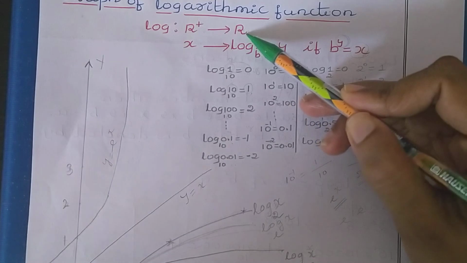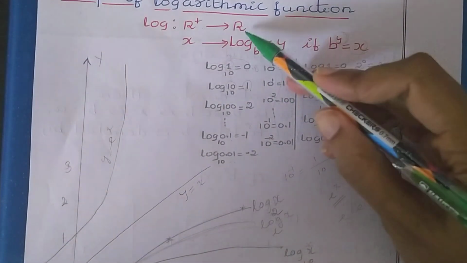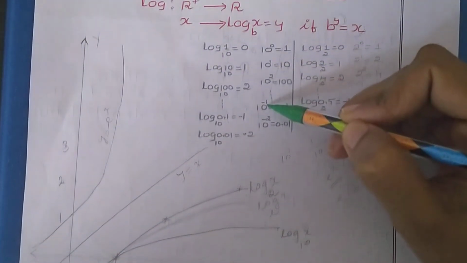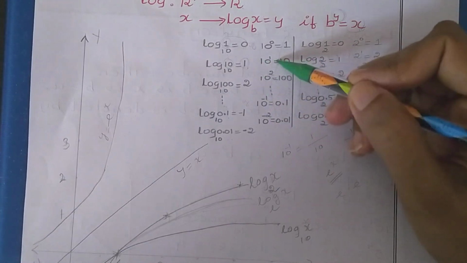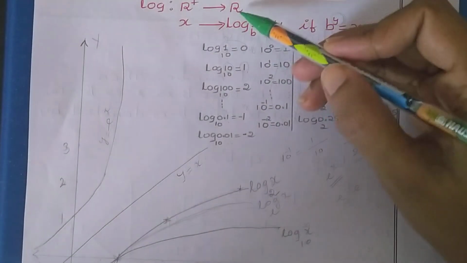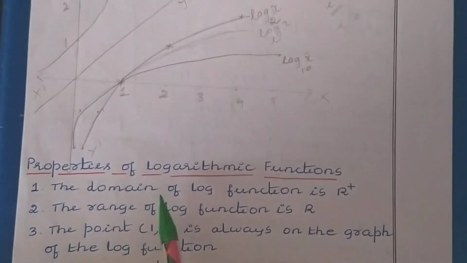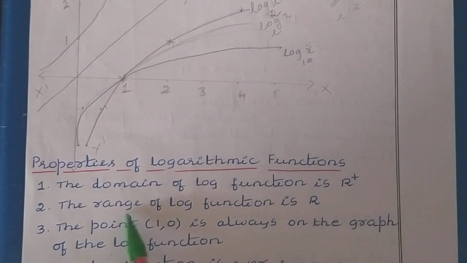Then the range can be any value. The range is nothing but the power. Here you can see 0, 1, 2, 3, and here we have minus 1, minus 2. Negative values are also there, and positive values are also there. So that's why the range of the logarithmic function is the real numbers. So the first property is that the domain of the log function is R plus, the positive real numbers, and the range is the real numbers.